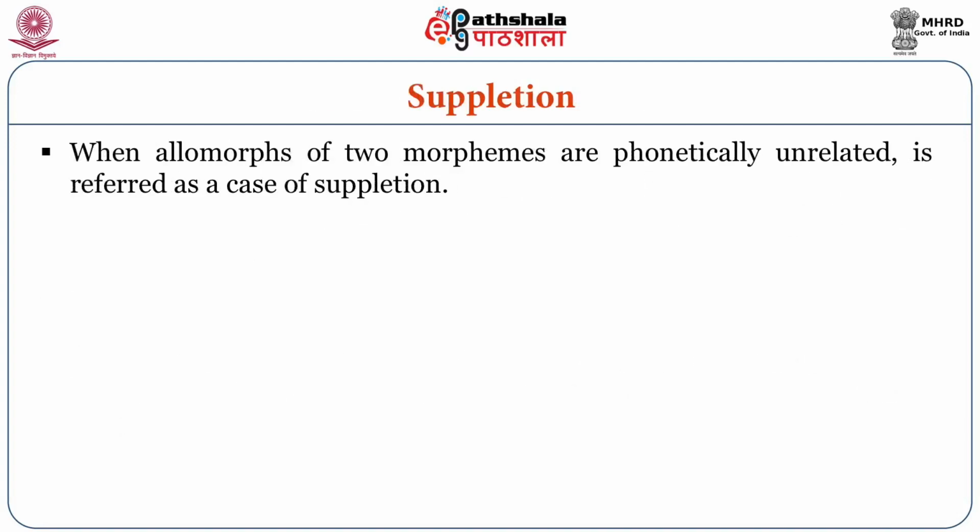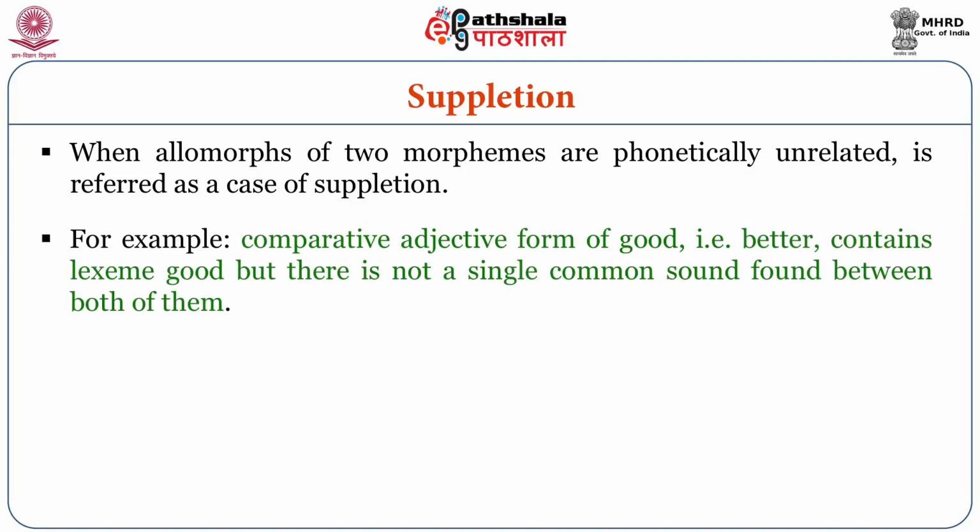Now there is suppletion. When allomorphs of two morphemes are phonetically unrelated, it is referred to as a case of suppletion. For example, the comparative adjective form of good is better. It contains the lexeme good, but there is not a single common sound found between the two.